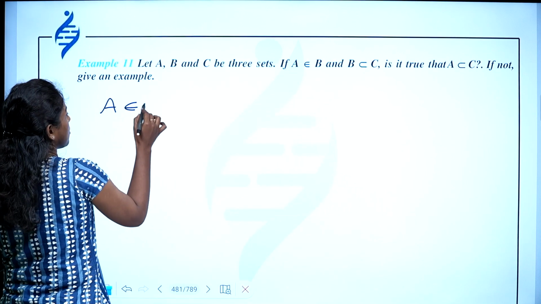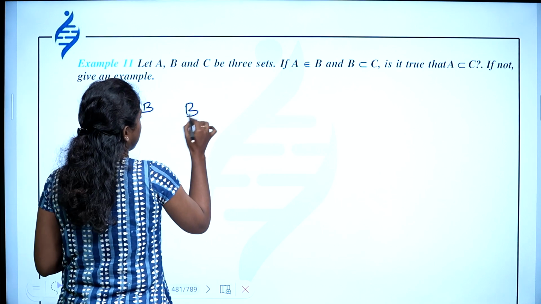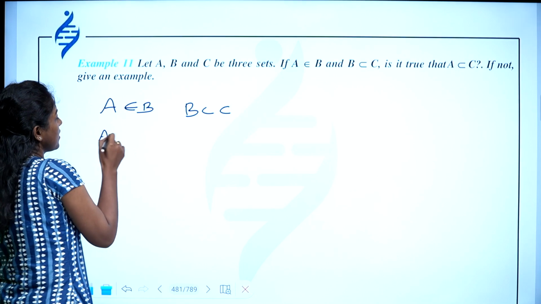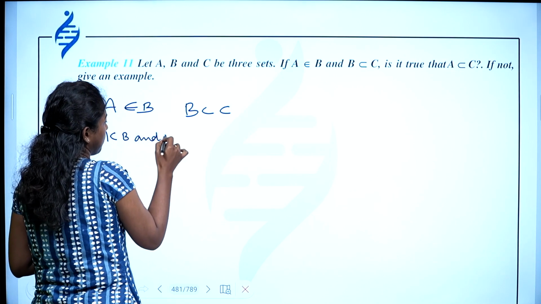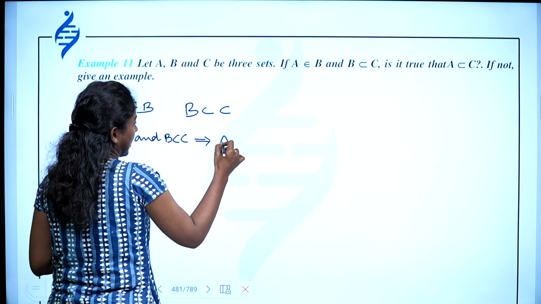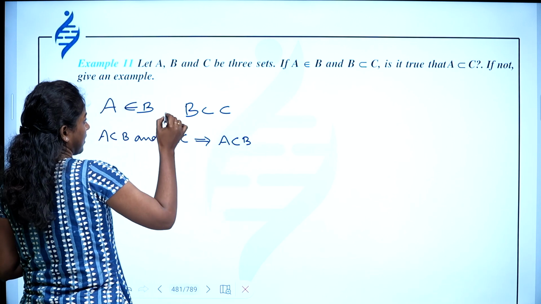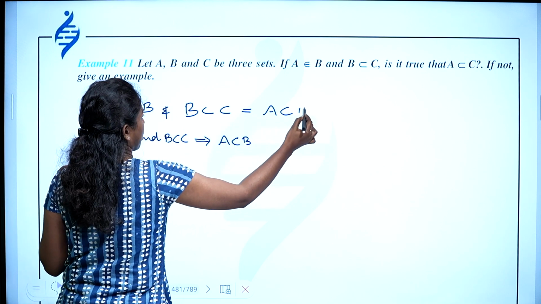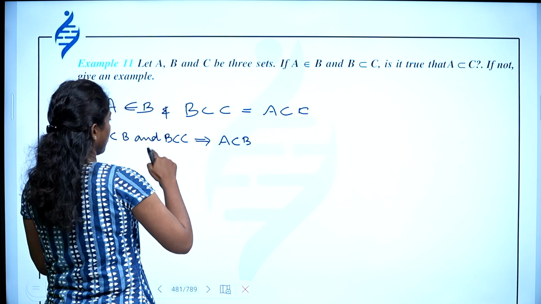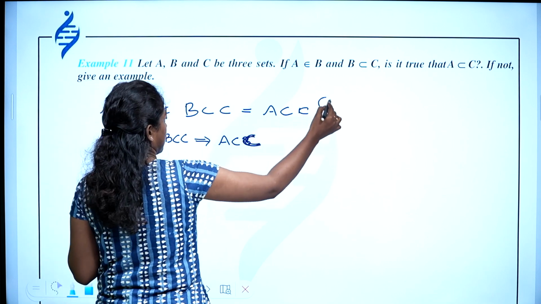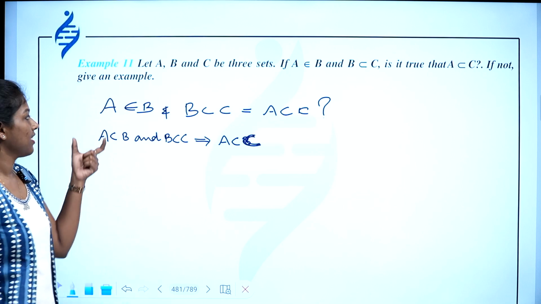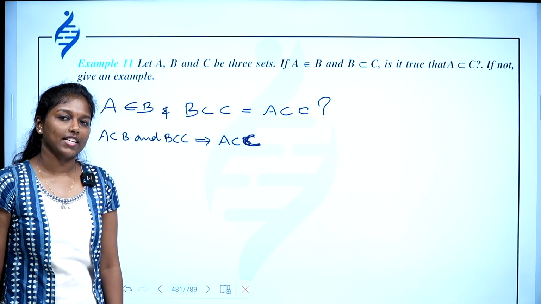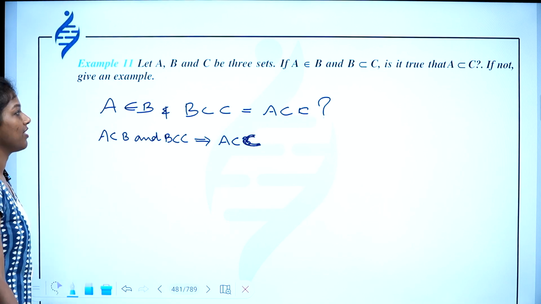See, A belongs to B and B is a subset of C. If it was like this, A is a subset of B and B is a subset of C, this implies A is a subset of C. But here they are asking, A belongs to B and B is a subset of C, then is A a subset of C? Is it true? No, this is not true.